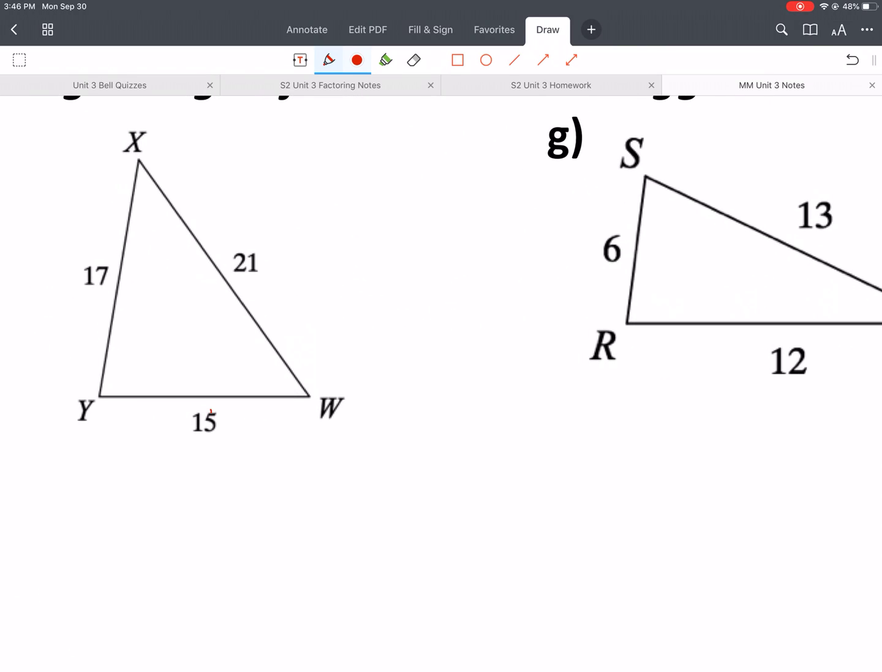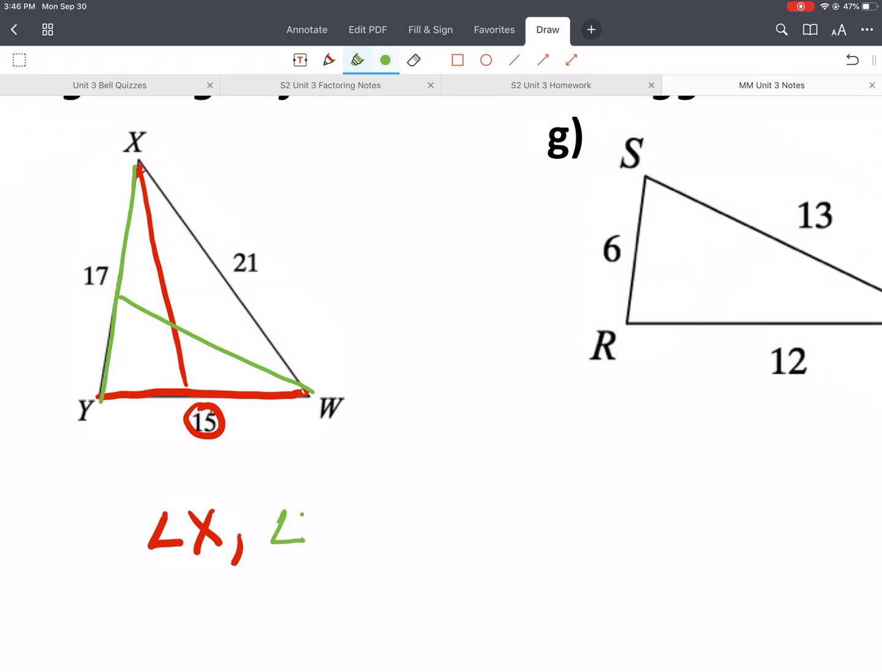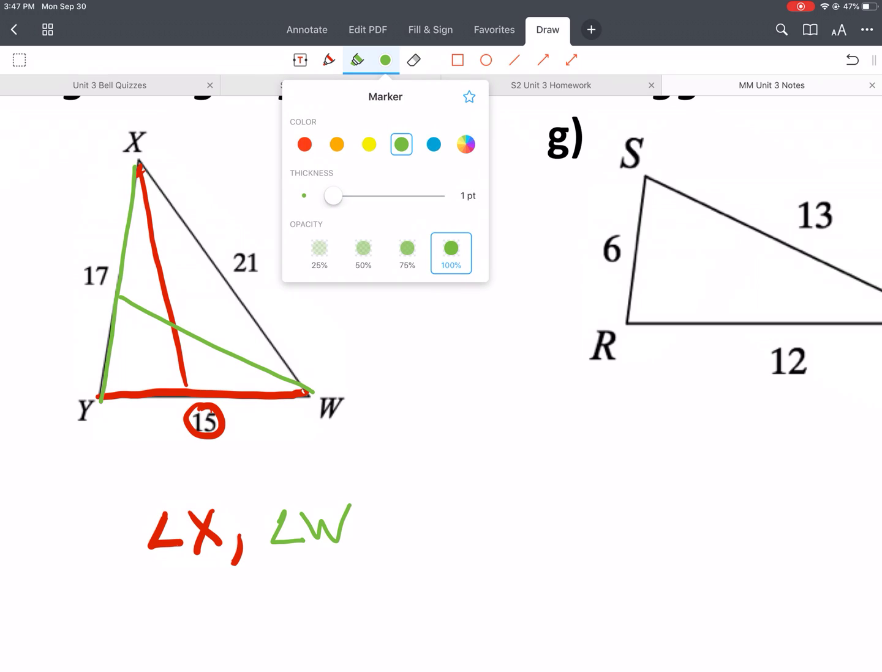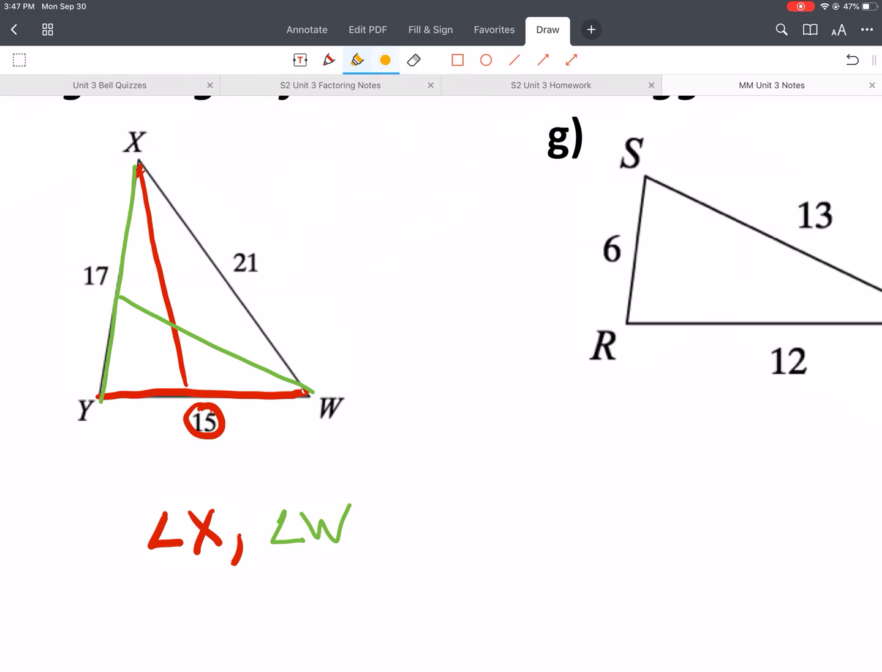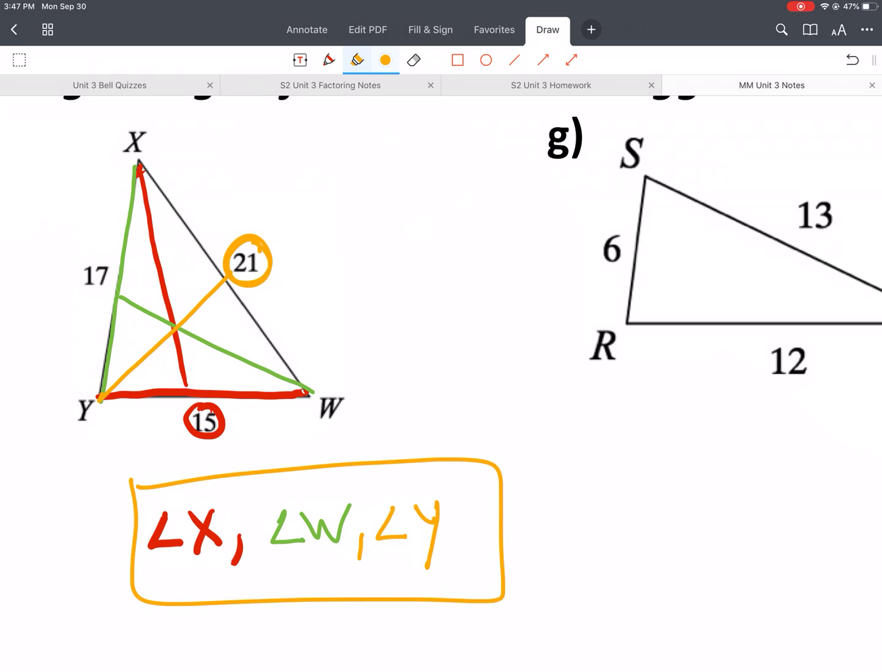So the smallest side would be 15. Across from there would be angle X. The next largest angle would be across from the next largest, 17. The next largest would be angle W. And then the largest side, which is 21, would be opposite of angle Y. Okay, so these are just your answers. You can box those, that would be great.